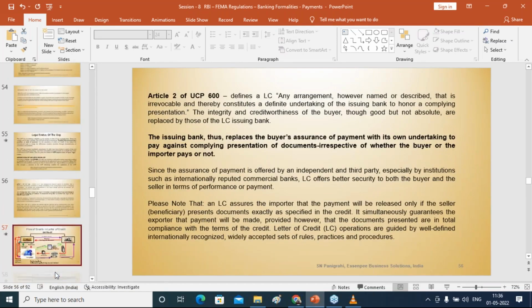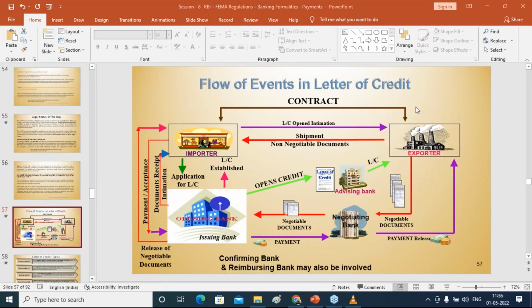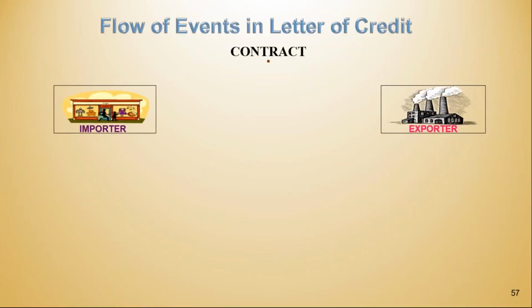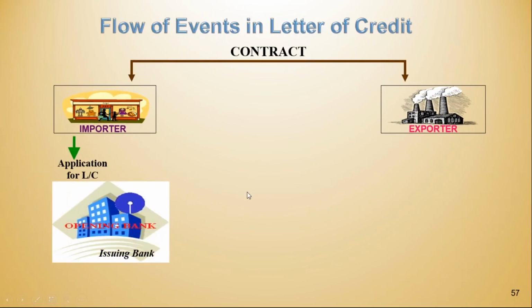Now related to the LC, we have discussed something. As I told you, this is how the transactions happen in an LC. There is first a contract between an importer and exporter. Based on this contract, the importer makes the application to the opening bank, that is the importer's bank. The opening bank is also called the issuing bank, meaning the LC is issued by this bank.